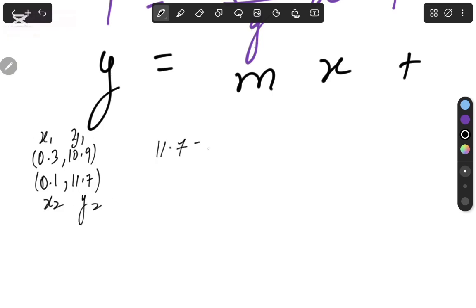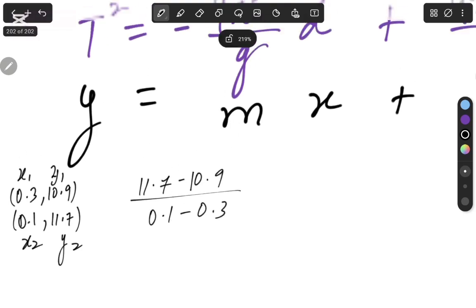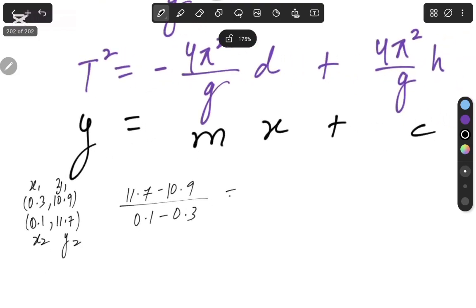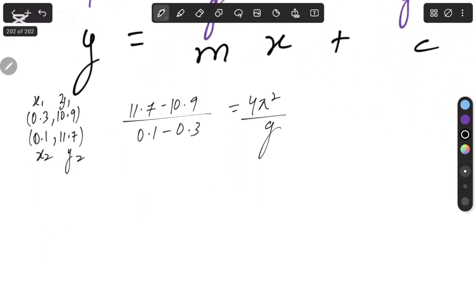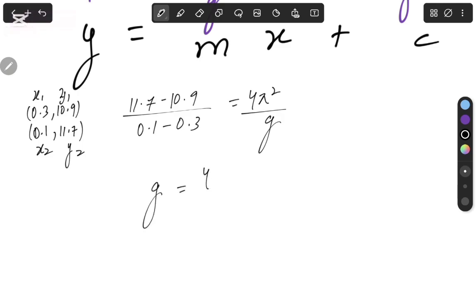So 11.7 minus 10.9 over 0.1 minus 0.3. That's going to give me the gradient. And that's going to be equal to 4π² over g. So what I can do is g equals 4π² divided by 11.7 minus 10.9.